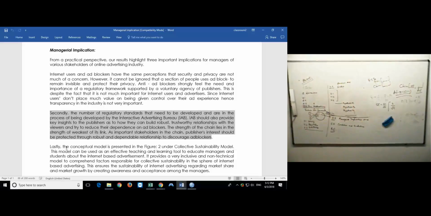Managerial implication should be there, and limitation and conclusion. Make sure that at least five people are there for your article. Minimum we can expect an article of somewhere around 5 to 6,000 words. Everybody will contribute at least 1,000 words.